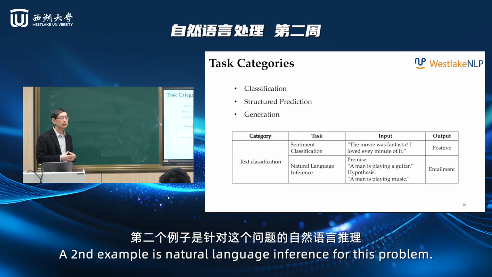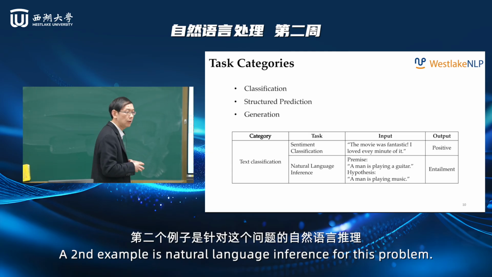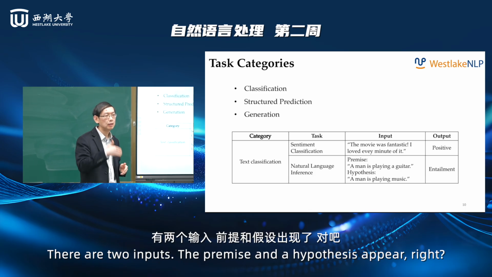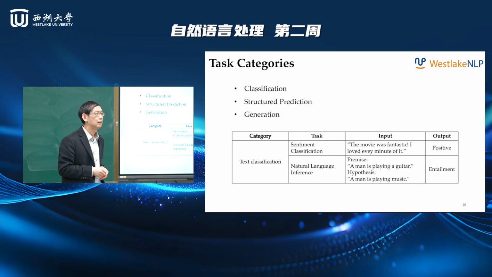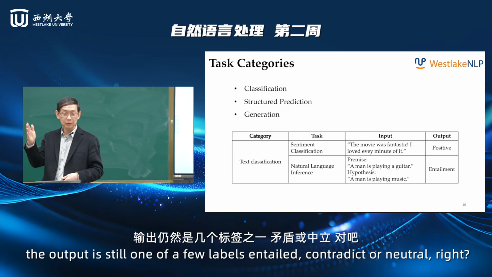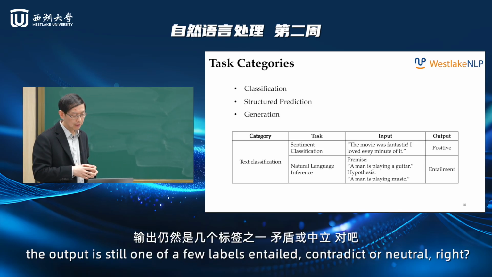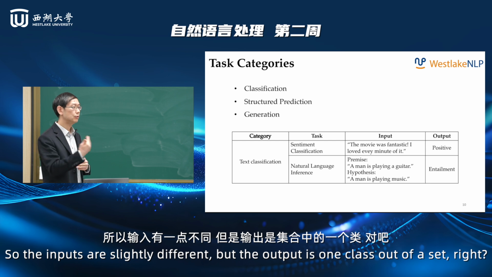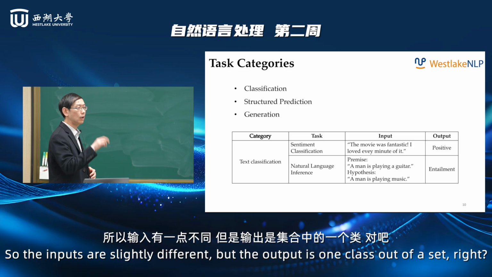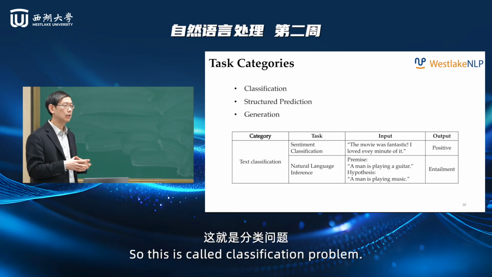The second example is natural language inference. For this problem, there are two inputs, the premise and a hypothesis, a pair, right? And when you have this pair, the output is still one of a few labels: entailed, contradict, or neutral. All right? So the inputs are slightly different, but the output is one class out of a set, right? So this is called a classification problem.